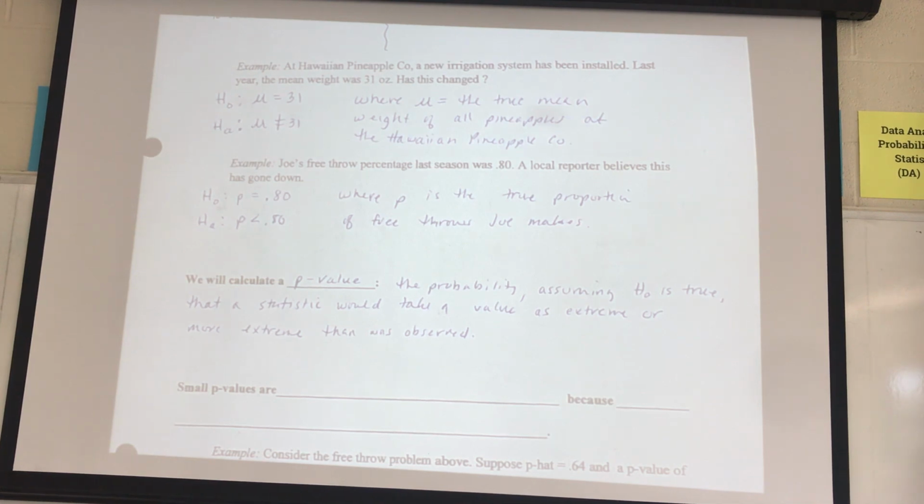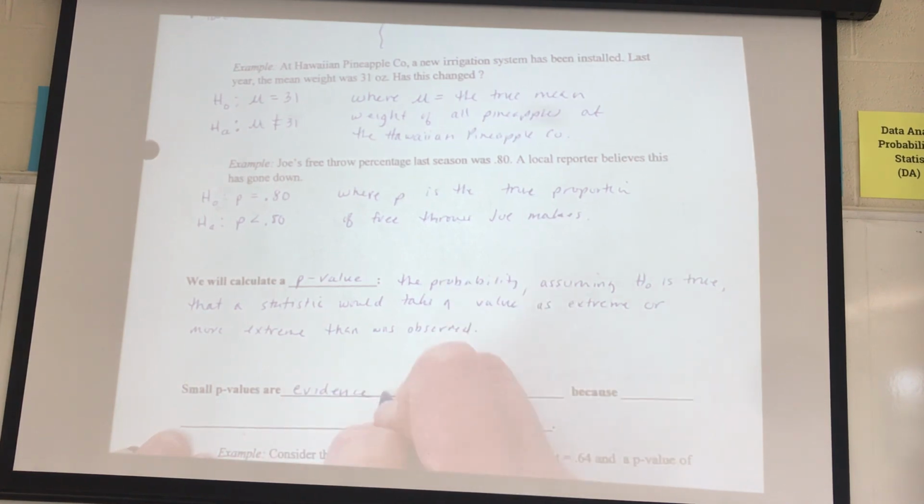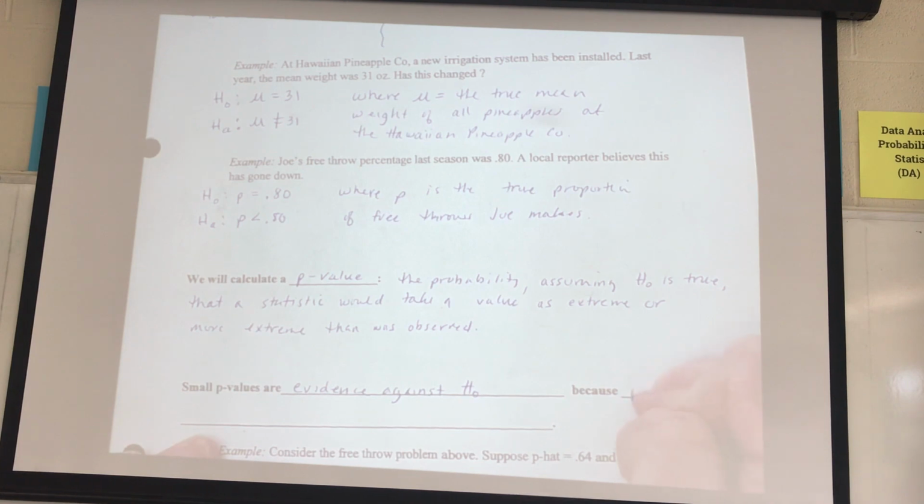So if I got a p-value, say 0.01 related to the pineapple problem, I'd be like, hey, there was only a 1% chance of this happening. That's really unlikely. Think about the free response question we just did, and we said, when something's really unlikely, that's evidence against what was previously thought to be true. Okay, so small p-values are evidence against the null hypothesis. And that's kind of our goal. We're trying to disprove the null hypothesis. And that's because it's unlikely to occur by chance.